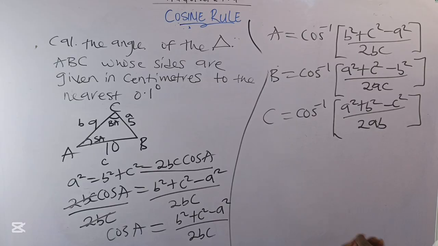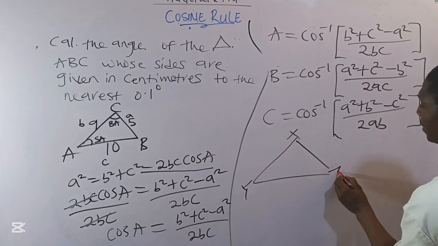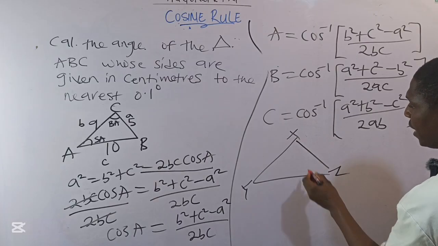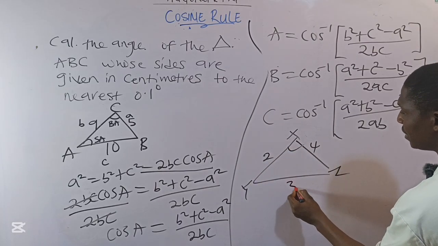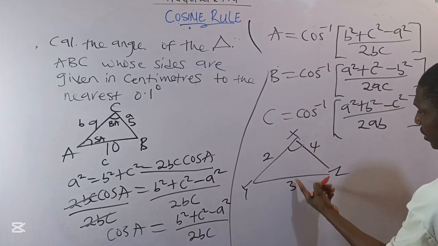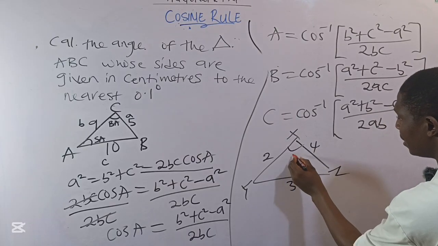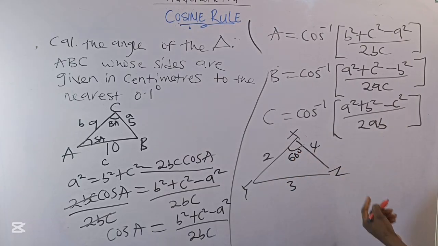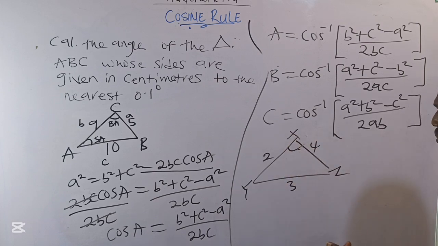But you don't need to cram it, you just need to understand it, because I can equally give you something like this. Maybe this is x, y, z, and I'm giving you three sides, 2, 4, let me say 3. This is a perfect triangle because this plus this is greater than this, this plus this is greater than this, and this plus this is greater than this. And let me say this is 60 degrees. I'm looking for angle x now. I don't need to cram.